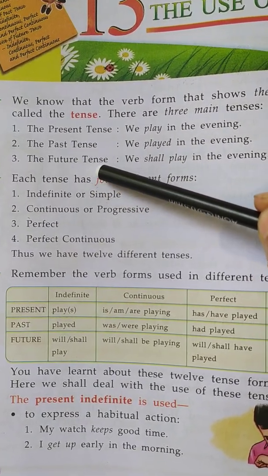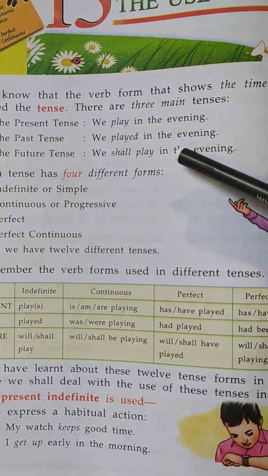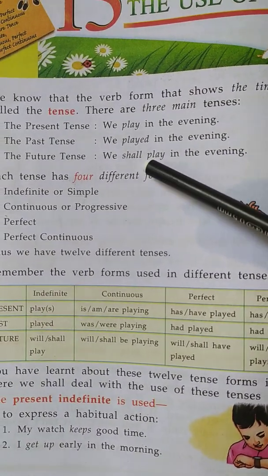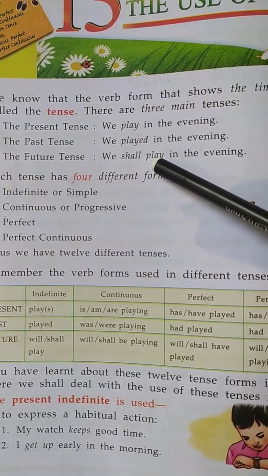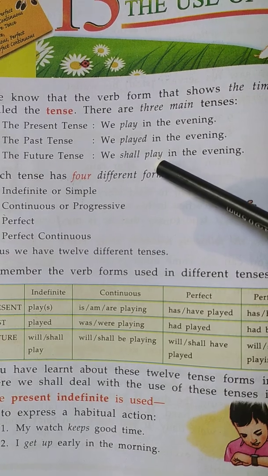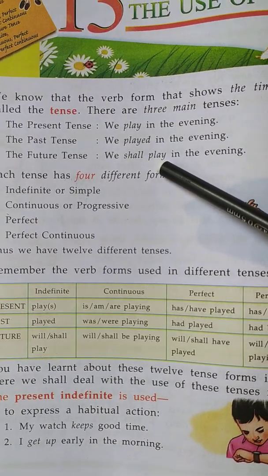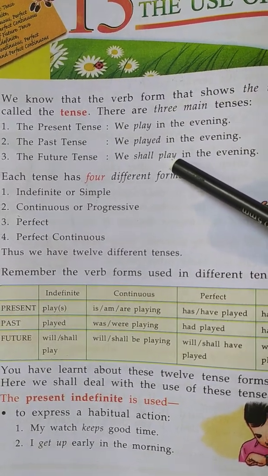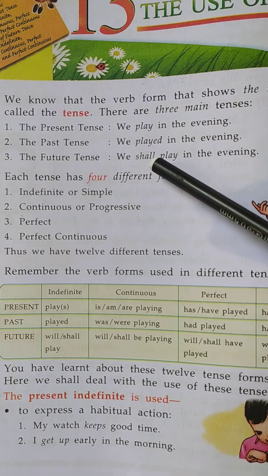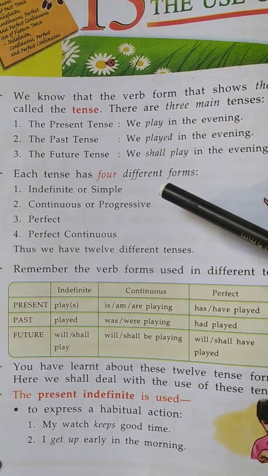Number three, the future tense. The example is we shall play in the evening. See the verb form here. There is a helping verb shall and the present form of the verb play. Shall plus V1. Here shall plus V1 is used. That's why we can tell that it is future tense.